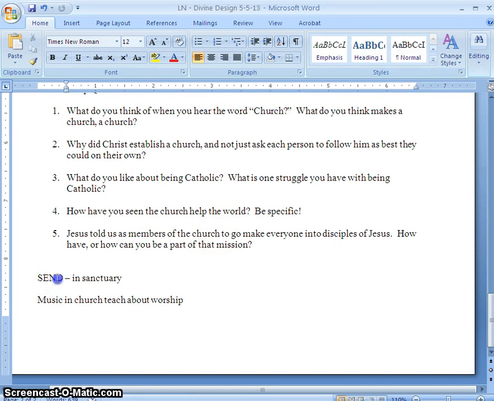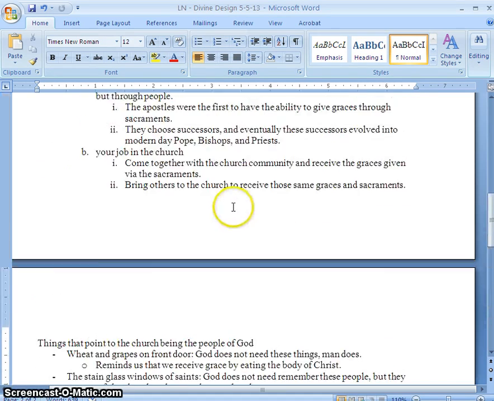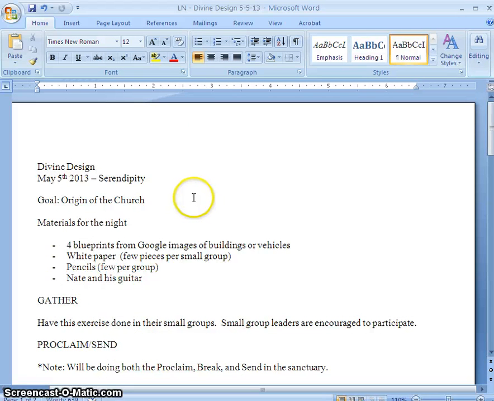And then lastly, I have my send, and I have the note that we're going to do worship music in the sanctuary as per the description of the Life Teen Life Night outline. So that's really all I have to it. There's not much more to it than that.